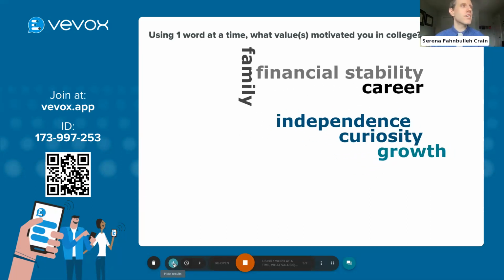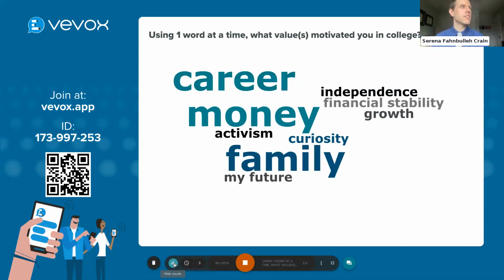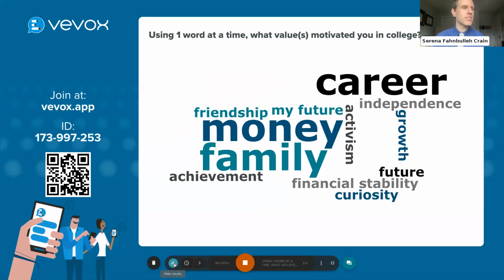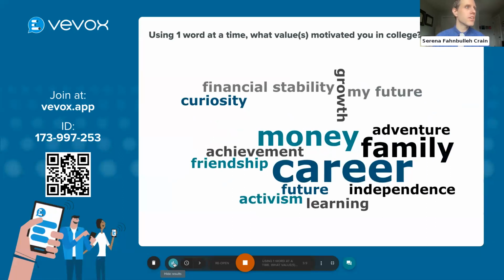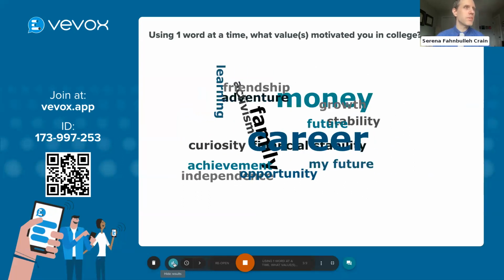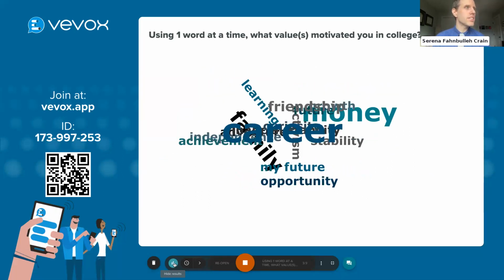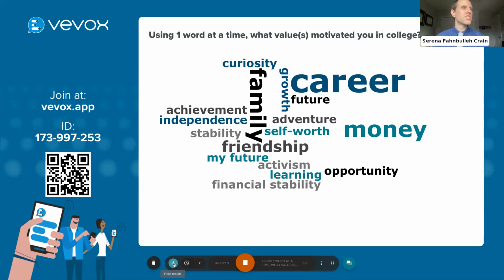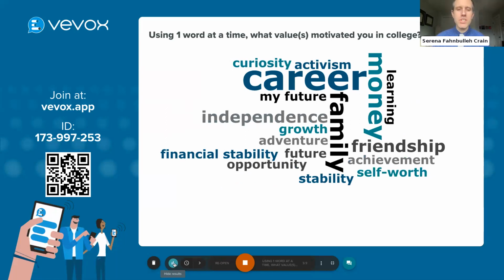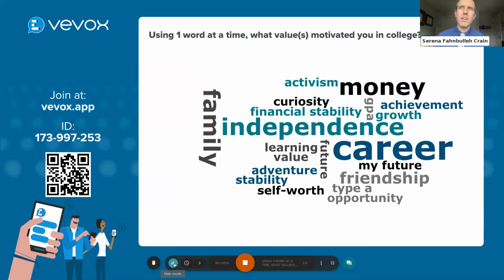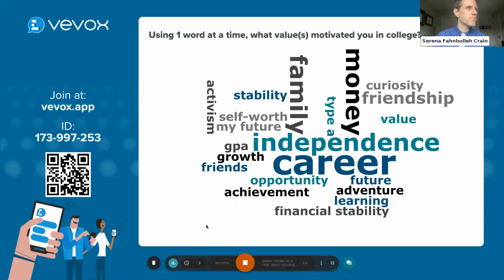So I see career, independence, curiosity, growth, family, money and career getting big in our word cloud. Family, that's something we hear about so much from the students on our platform. I see, oh, someone picked friendship. Love it. Achievement, stability, or financial stability. Great. And it's these types of reflections, even briefly like this, that can be very motivating for students, whatever their values are, and just trying to help them think about how college is going to help them achieve the values that are most important to them.